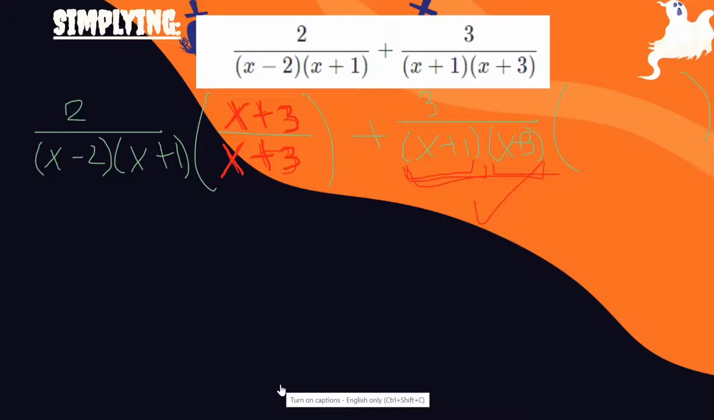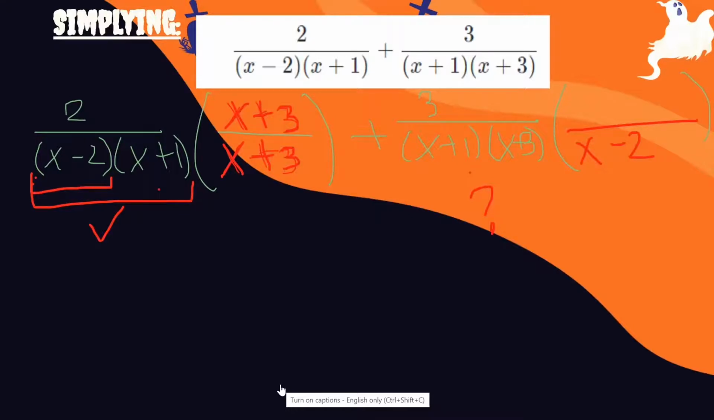Now you come to the second fraction and ask yourself, what is the missing binomial in the denominator? To find the missing one, you take a look at this denominator. What is the missing binomial that you have in here, but not in here? Do I have x minus 2 in here? Nope, I don't, so this should go in here. Do I have x plus 1 in here? Check, I do have x plus 1. So you don't have to multiply the second fraction by x plus 1. You just multiply it by x minus 2. And if you multiply the denominator by that, you have to multiply the top by that as well.